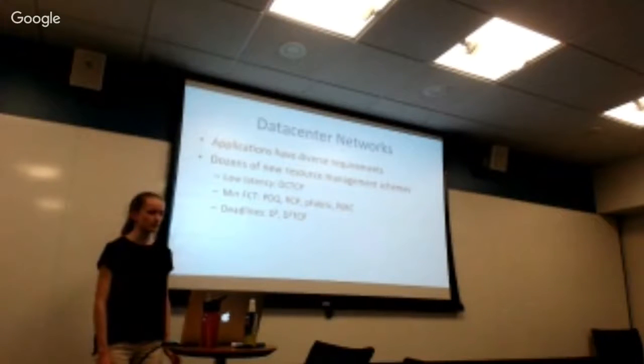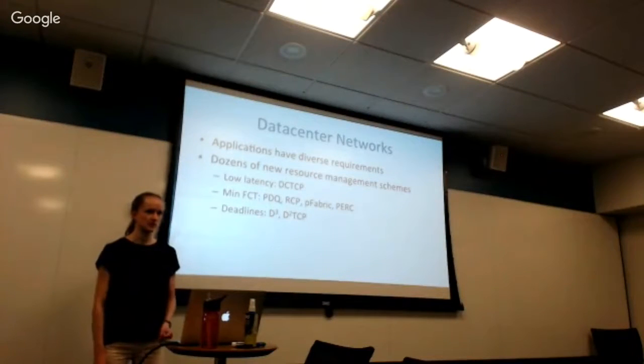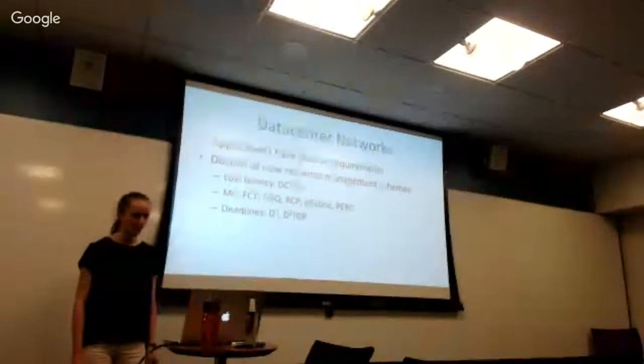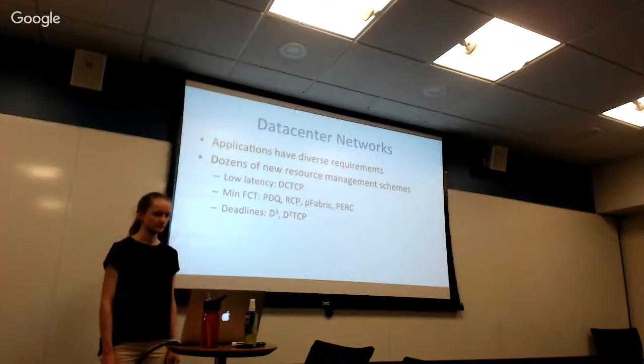These schemes operate in routers in the network and control which packets are sent or dropped and the order in which packets are transmitted. For example, DCTCP provides low latency and high throughput. PDQ, RCP, pFabric, and PERC all attempt to minimize flow completion time. And D3 and deadline-aware data center TCP attempt to meet deadlines. All of these schemes promise significant benefits for data center applications.